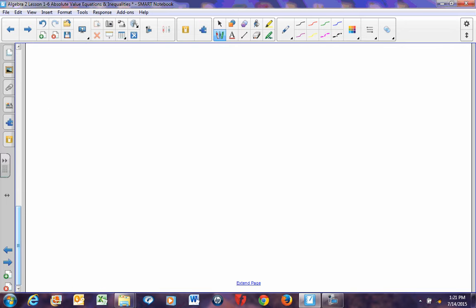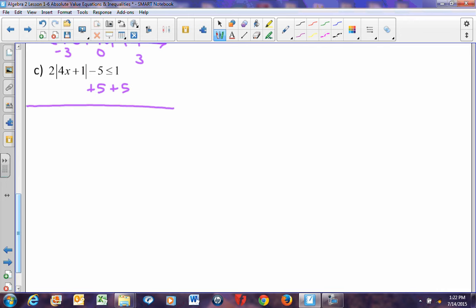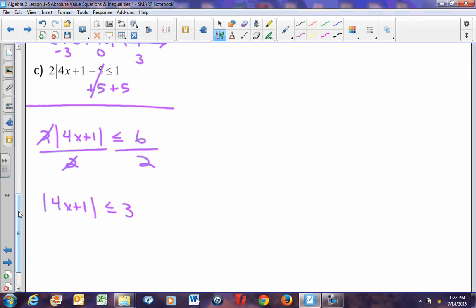Now, this next problem is a bit more complicated because before we can set it up, we actually have to simplify it. Okay, so I have 2 absolute value of 4x plus 1 minus 5 is less than or equal to 1. So I have to get rid of the 5 first. So I have to add the 5 and then get rid of addition and subtraction first, multiplication and division second. These will cancel out. I have 2 absolute value of 4x plus 1 is less than or equal to 6. Now divide everything by 2. Don't distribute that. That will mess it up massively. These 2 cancel to that 2. So I now have the absolute value of 4x plus 1 is less than or equal to 3.